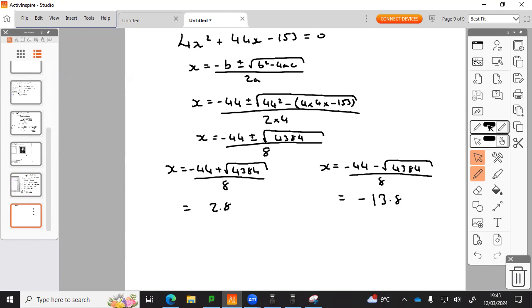The minus answer is obviously wrong. You cannot get a minus width. X can't be a minus number. So your answer is 2.8 centimeters. The width of the frame, 2.8 centimeters.